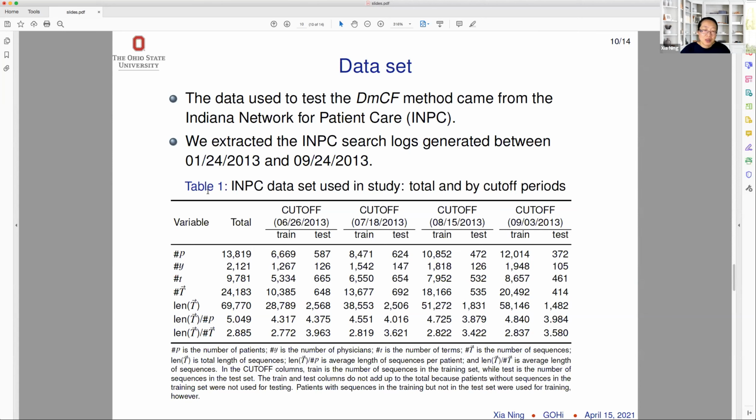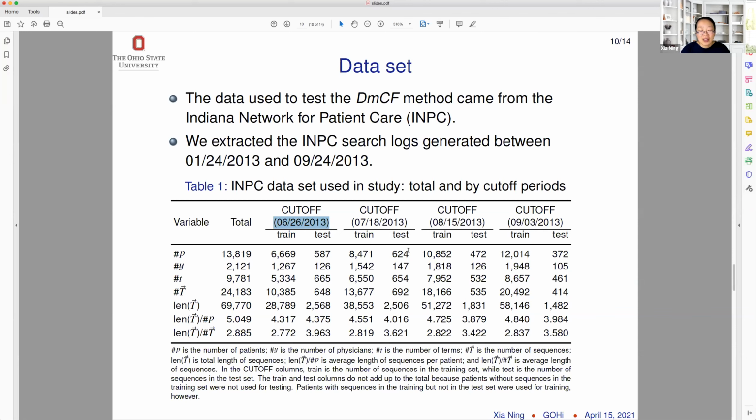And this Table 1 will give you some quick idea about how many patients we have. In total, we have about 14K patients and 2K physicians. And among those patients, there are about 10K search terms over time. This is the search log data. In the search log data, we use different cutoff times. For example, we use June 26, 2013 as a cutoff time, such that all the data before this cutoff time will be used as training data, and all the data after this cutoff time will be used as test data. This is a way to simulate real applications, where we use everything before a certain time as training in order to predict everything after a certain cutoff time.